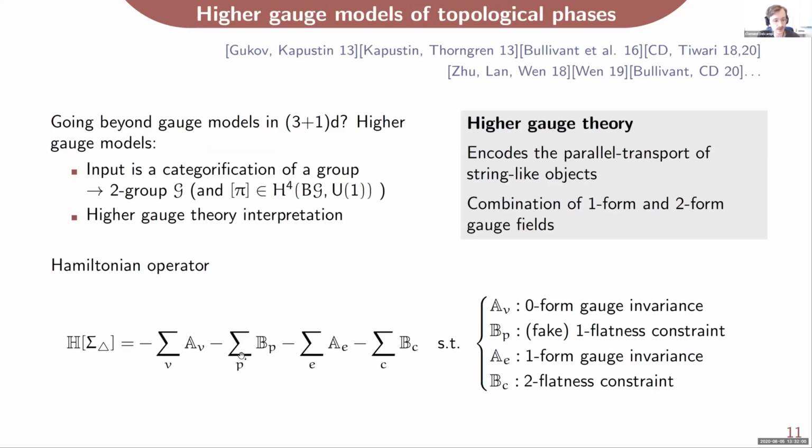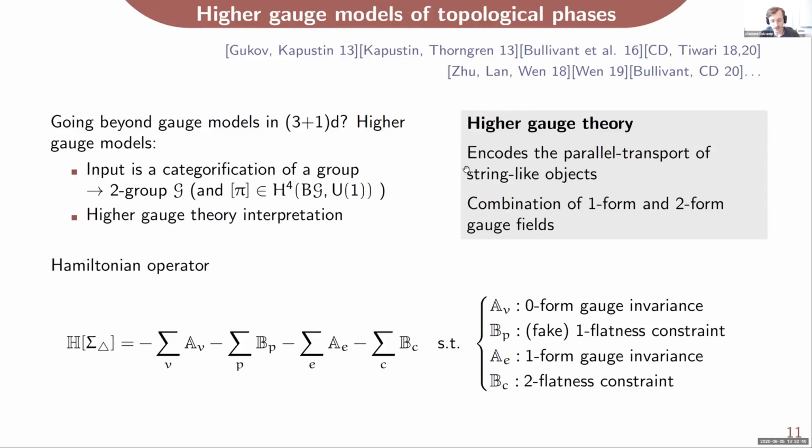Okay, so this is the gauge models picture. What if we want to go further than that and consider somewhat more complicated models, but at the same time retain a lot of the nice features of gauge models? In that case, an obvious choice is to go to higher gauge models, which are obtained by replacing the input group by a categorification of the notion of group, which is a 2-group. And these models are found to have a higher gauge theory interpretation, which, very roughly speaking, is the following.